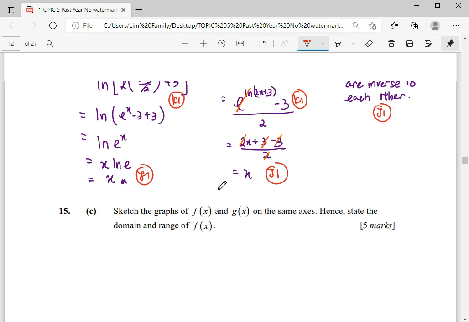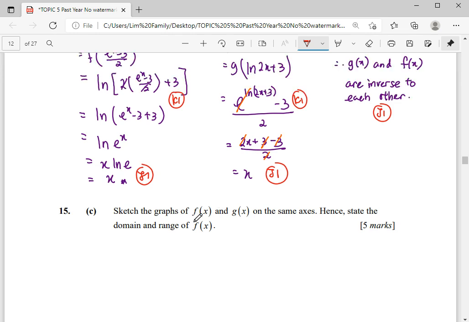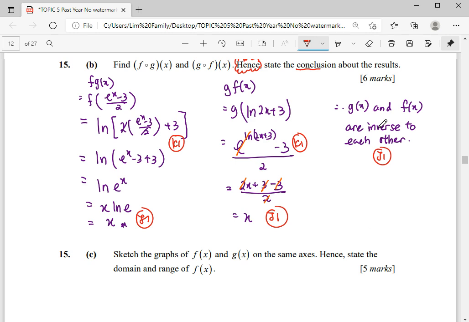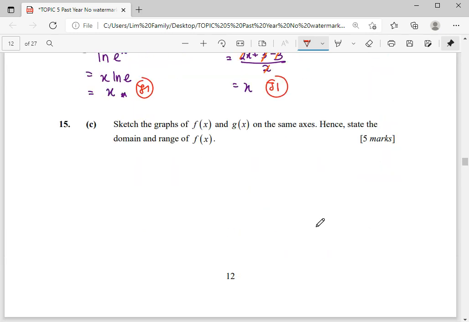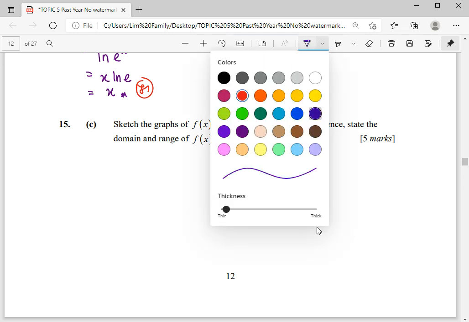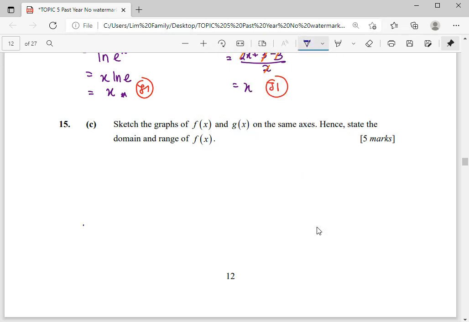So we have to know that we need to use the concept of reflection. We sketch f(x) and we reflect it to get g(x) because they are inverse to each other. It's not that we're going to draw them independently. Okay, so we set up our x-axis and y-axis correctly. So we are going to draw out function f(x) and reflect it to g(x).